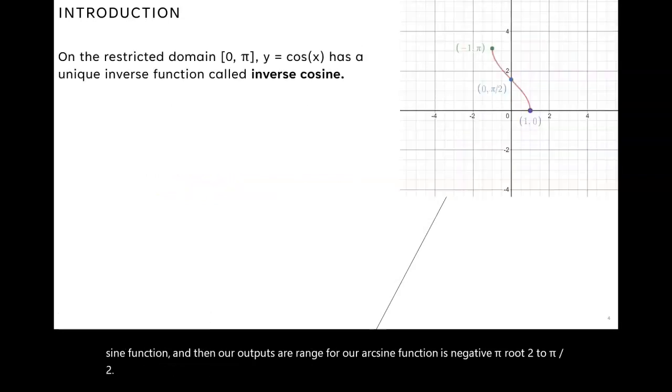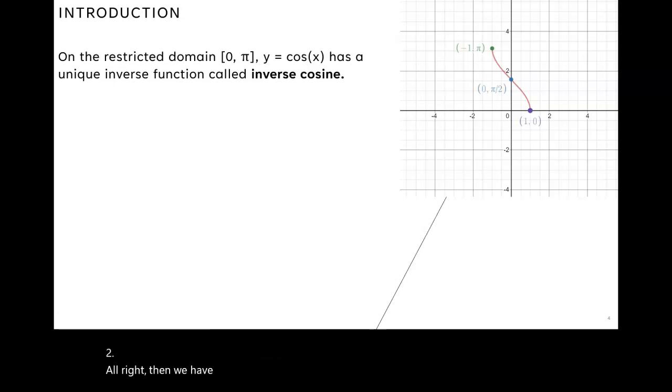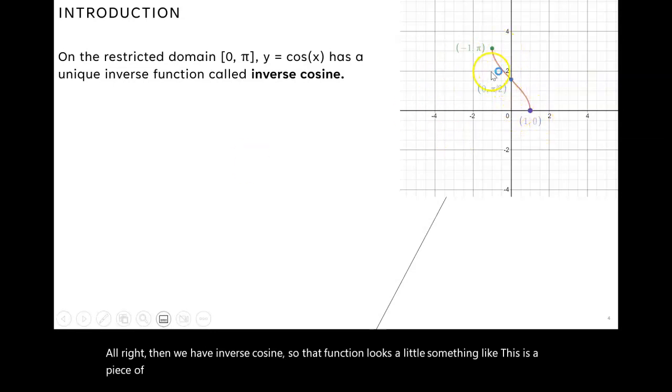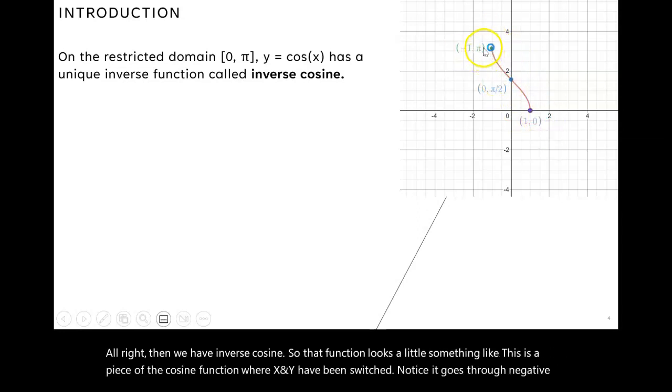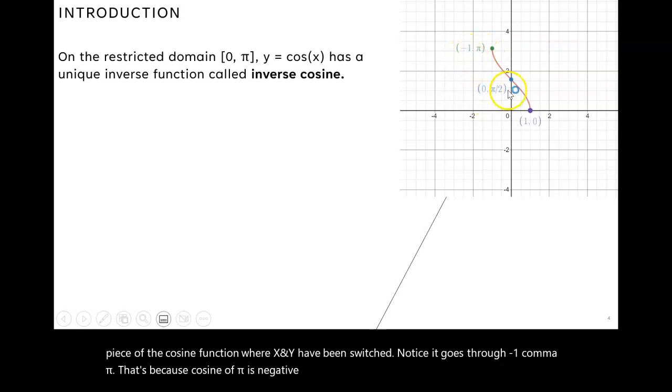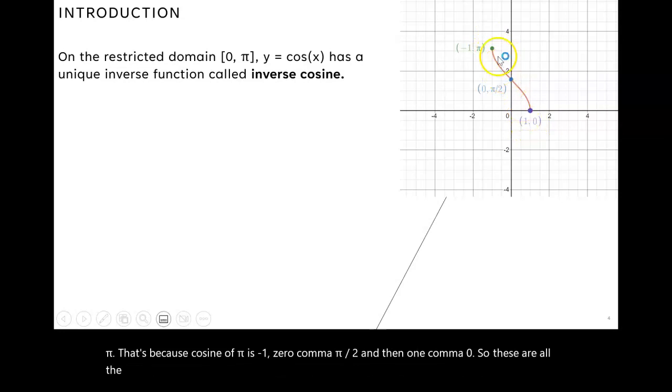All right, then we have inverse cosine. So the function looks a little something like this. This is a piece of the cosine function where x and y have been switched. Notice it goes through -1 comma pi, that's because cosine of pi is -1, 0 comma pi over 2, and then 1 comma 0. So these are all the coordinates with our x and y flipped.